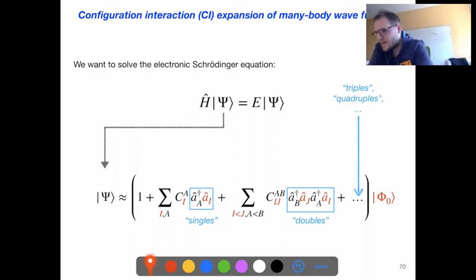So you always have a reference, okay? And you proceed by excitations to actually cover the entire Fock space, or at least a part of it, if you fix the number of electrons, okay? So basically, the reference is here.